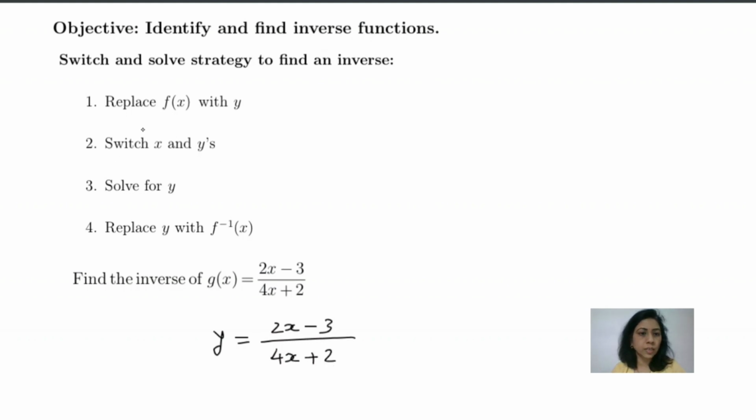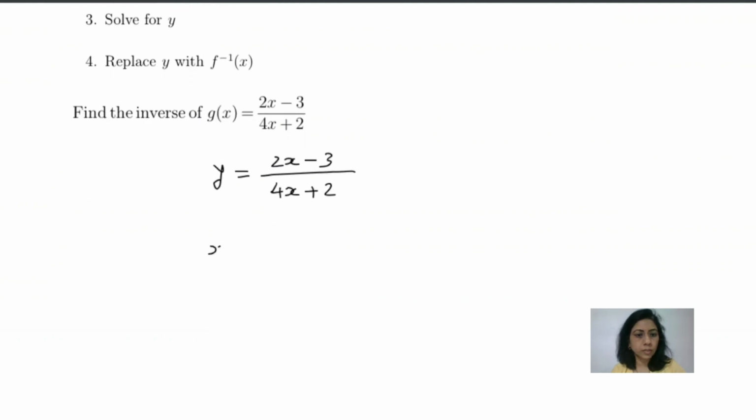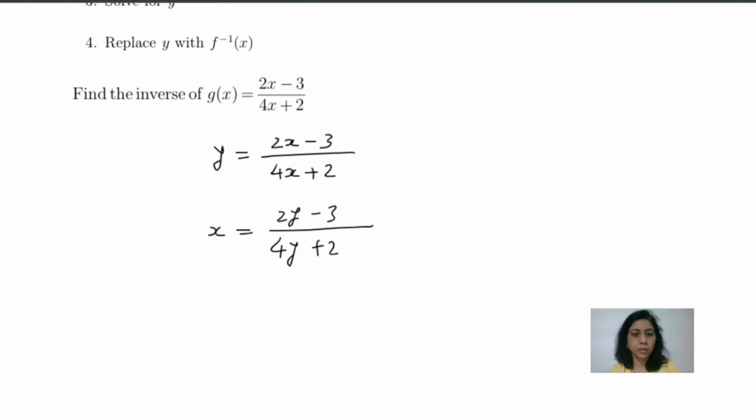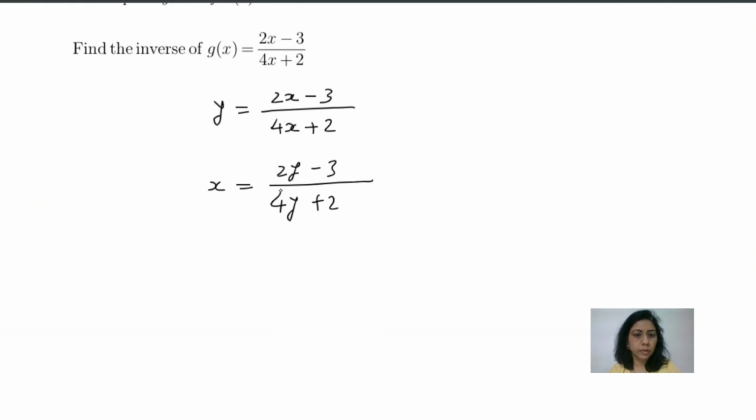Now switch x and y. So this x and this x are replaced with y: x = (2y - 3)/(4y + 2). Now solve for y. Since 4y + 2 is in the denominator, multiply this side: x times (4y + 2) is equal to 2y - 3.